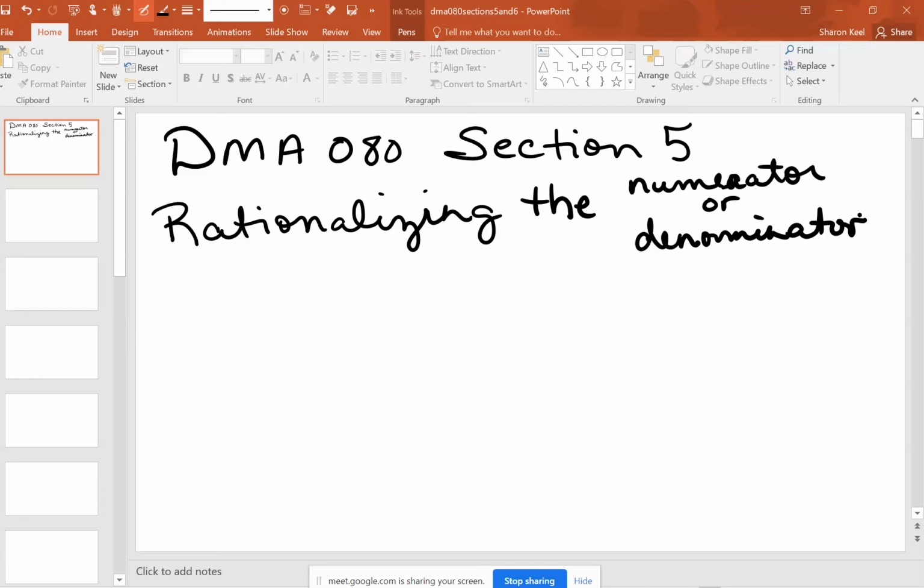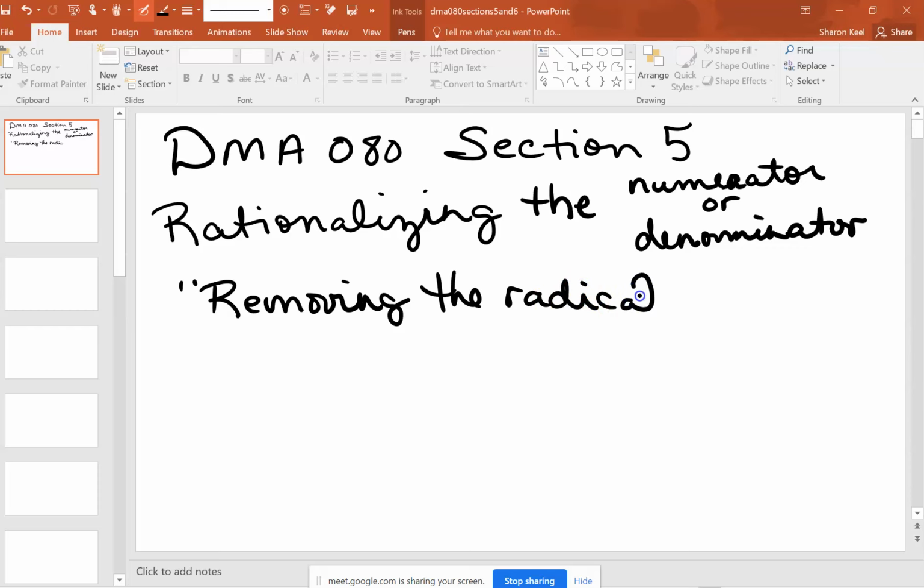What we are doing when we rationalize is we are removing the radical from whichever location that we're being asked. When we rationalize a denominator or numerator, either there's going to be one term or there's going to be two terms. The majority of your test questions you will be rationalizing and there will be one term. There will only be one question where you have to rationalize and remove two terms.